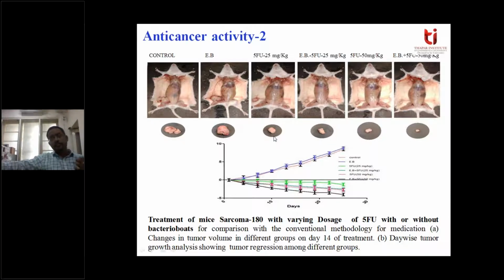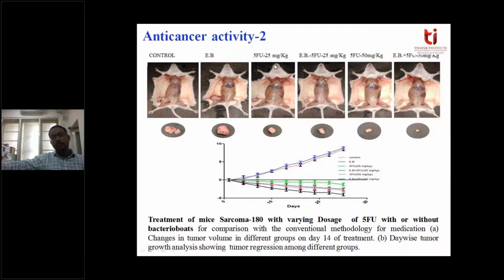Now the recommended dose of 5-fluorouracil, or rather capecitabine, I would say, is 50 mg per kg per day for 3 days, for 3 doses, over a period of 10 days.